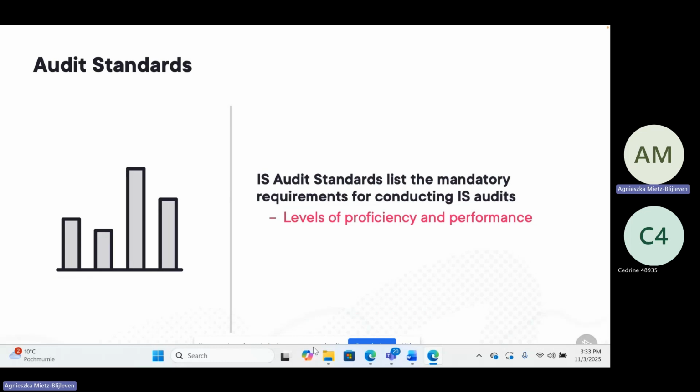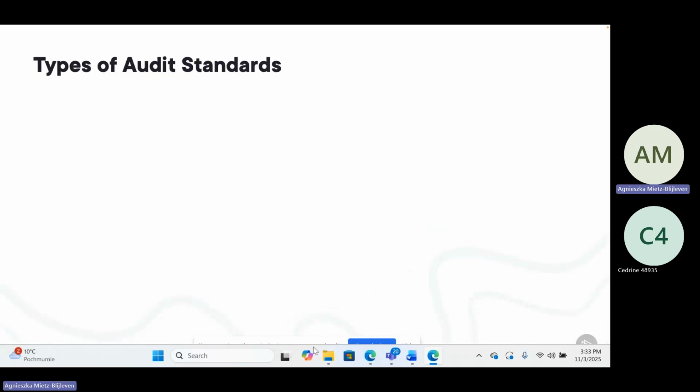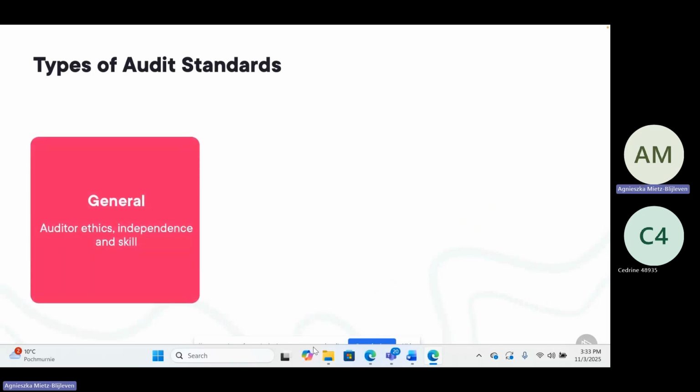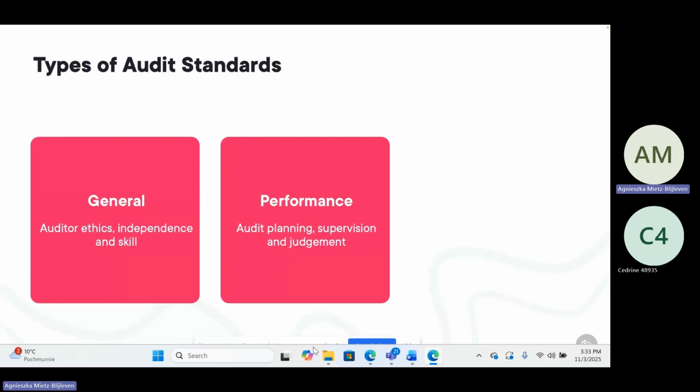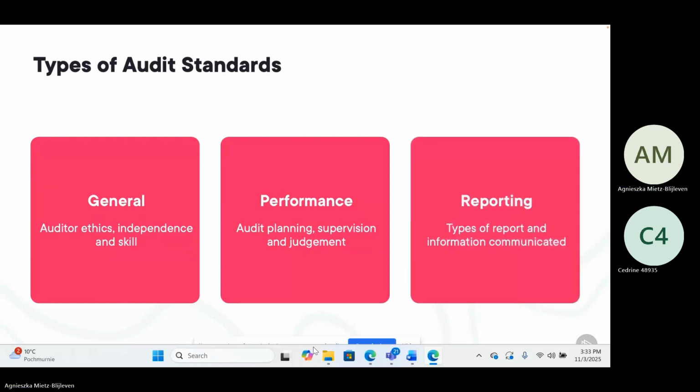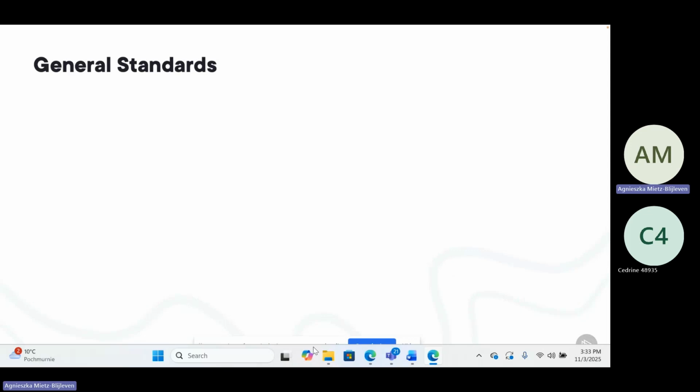That requires a certain level of skill, proficiency, and of course, the performance of the audit in a professional manner. It then lists the mandatory requirements for reporting and, of course, for ethics. There are three main types of audit standards. The first are the general standards that look at auditor ethics, independence, and skill. Then the performance standards that look at audit planning, supervision, and judgment. And then the standards on reporting, the types of reports, and of course the information that must be communicated while we report on the completion of an audit. We're going to look first of all at general standards, then look at performance and reporting later on.